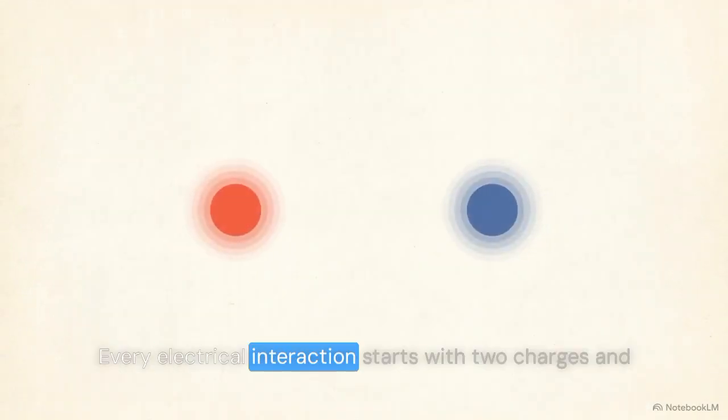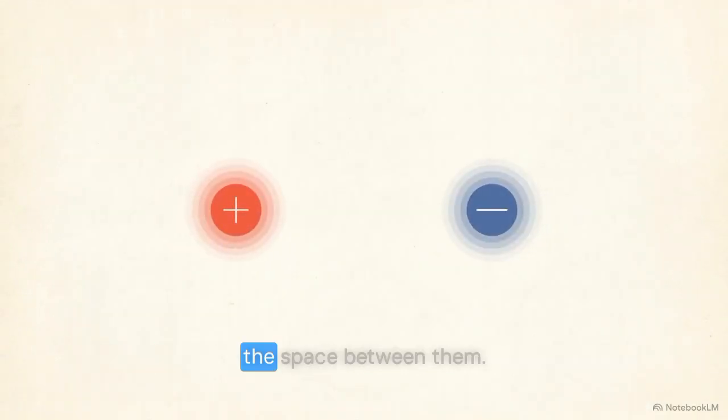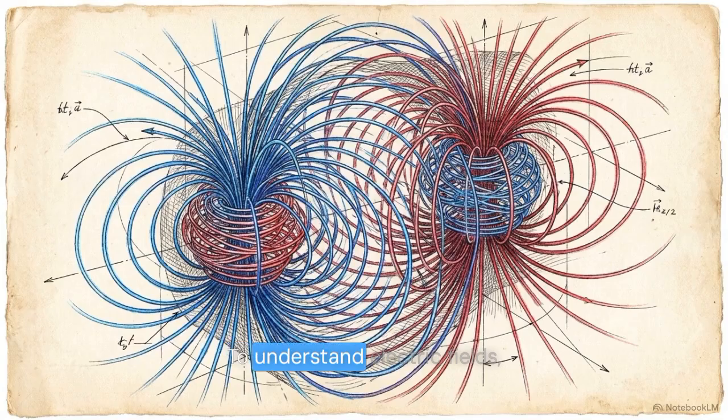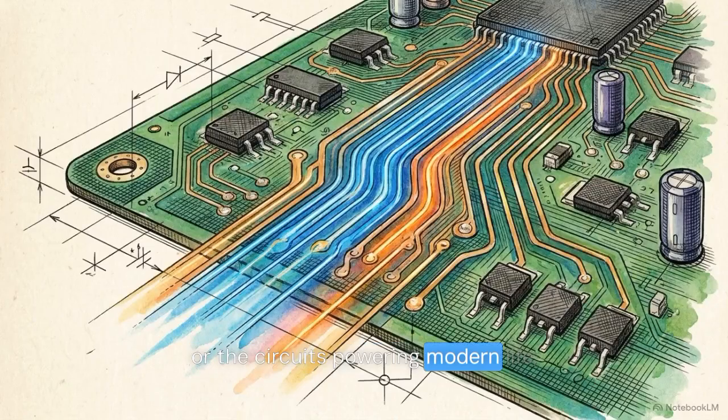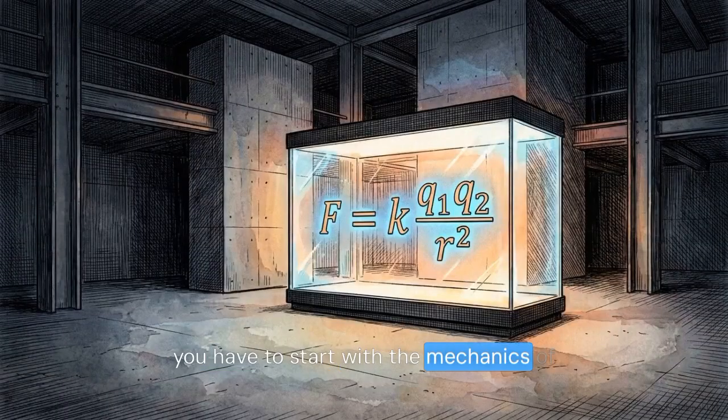Every electrical interaction starts with two charges and the space between them. To understand electric fields, electric potential energy, or the circuits powering modern life, you have to start with the mechanics of Coulomb's law.